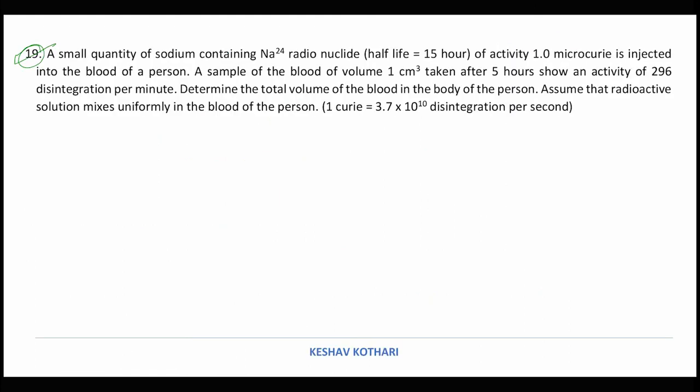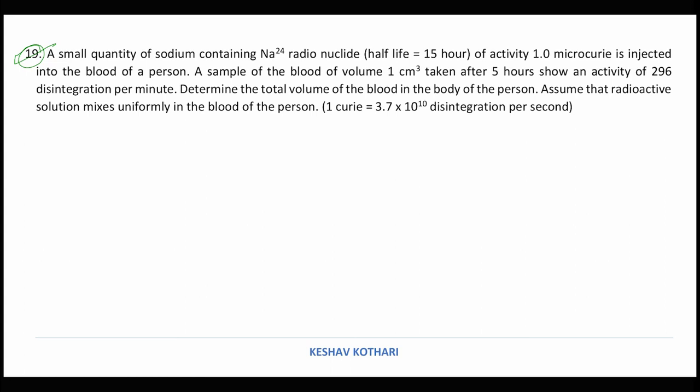A small quantity of sodium containing Na24 radionuclide, half-life 15 hour, of activity 1 microcurie is injected into the blood of a person. A sample of the blood of volume 1 centimeter cube taken after 5 hours shows an activity of 296 disintegrations per minute. Determine the total volume of the blood in the body of the person, assuming that the radioactive solution mixes uniformly in the blood of the person.